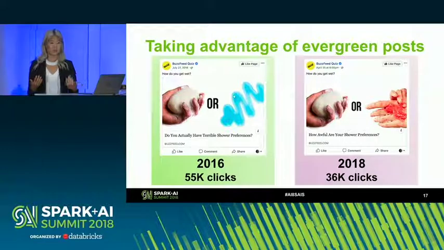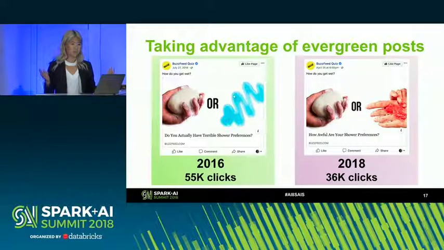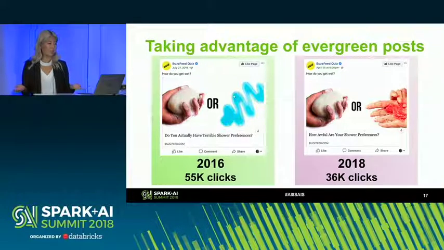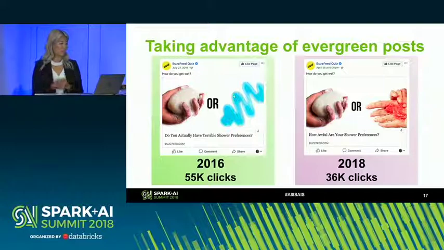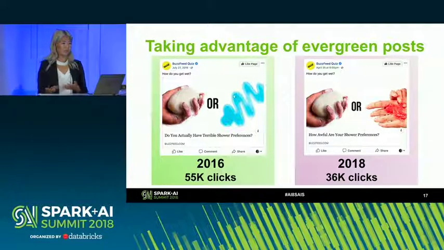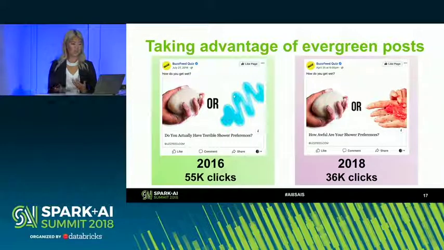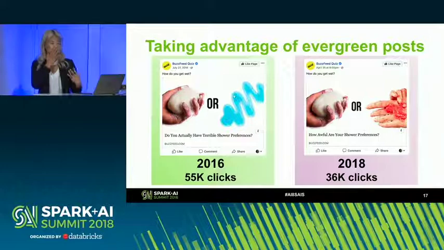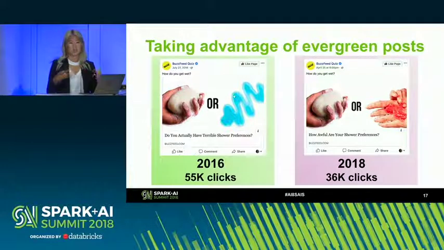So here's an example of something that's evergreen. It's just a simple, silly poll post called "Do you actually have terrible shower preferences?" And this is something I think has a pretty everlasting relevance to it. And this performed pretty well in 2016, and then when we posted it again in 2018, it still did pretty well.